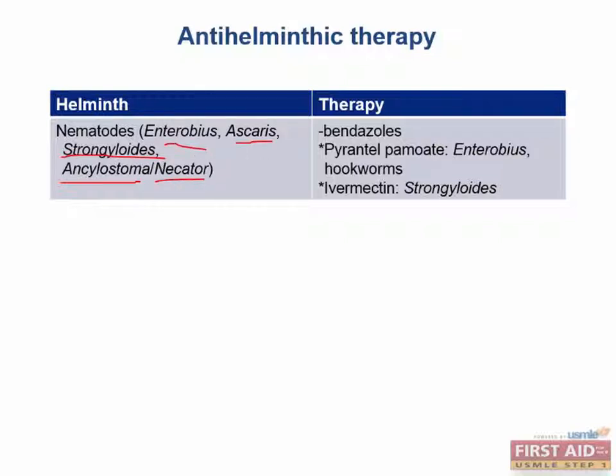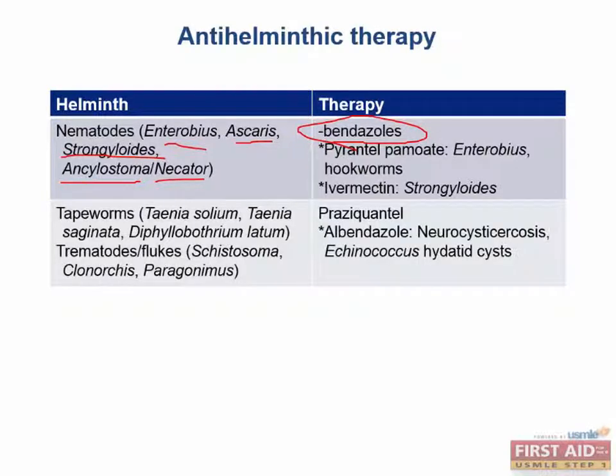The therapies used to treat these nematodes include the bendazoles. The bendazoles work by inhibiting microtubules in the worm. Pyrantel pamoate can also be used for Enterobius and the two hookworms, but it is not used for Ascaris or Strongyloides. Pyrantel works by paralyzing the helminths by simultaneously releasing acetylcholine and blocking acetylcholinesterase. With too much acetylcholine at the neuromuscular junction, the muscle fiber remains depolarized and unable to repolarize, and therefore the muscle fiber is paralyzed.